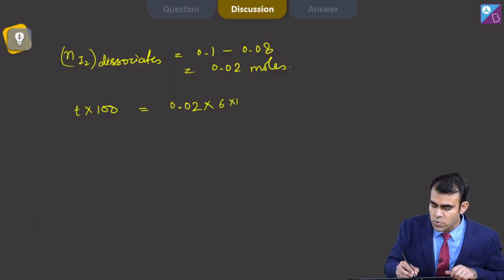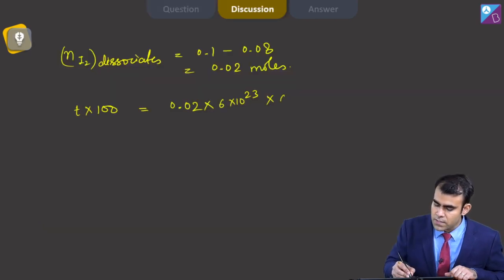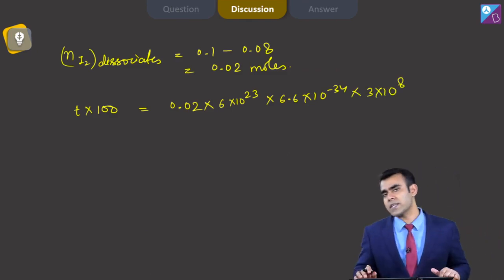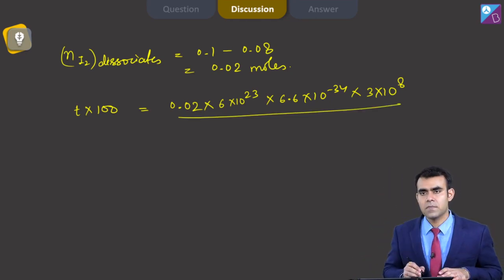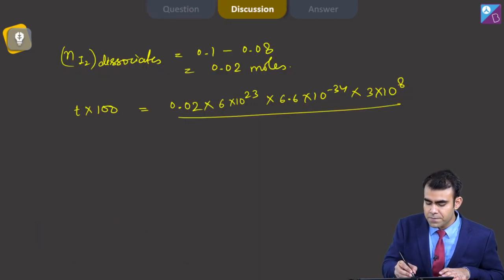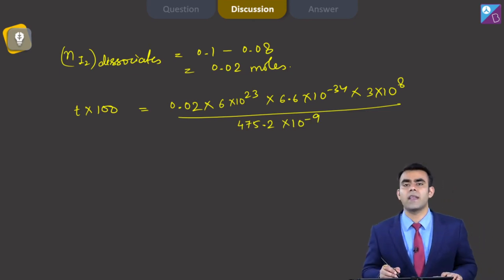So this is 6 into 10 to the power 23 into h, that is 6.6 into 10 to the power minus 34, into c, that is 3 into 10 to the power 8 meter per second, that is the speed of light, divided by lambda. Now lambda is 475.2 nanometer. If I convert it into meter, then this is 10 to the power minus 9.